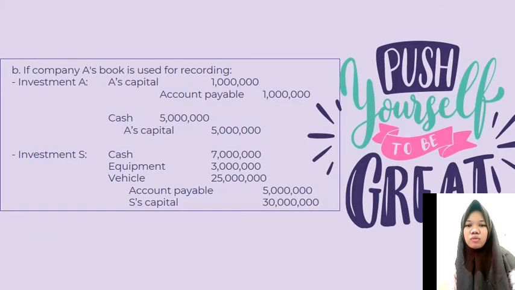Company A's book is used for recording, so A's investment: debit A's capital 1 million, and credit account payable 1 million. And next, debit cash 5 million, credit A's capital 5 million. S's investment: debit cash 7 million, equipment 3 million, and vehicle 25 million; credit account payable 5 million, and A's capital 30 million.